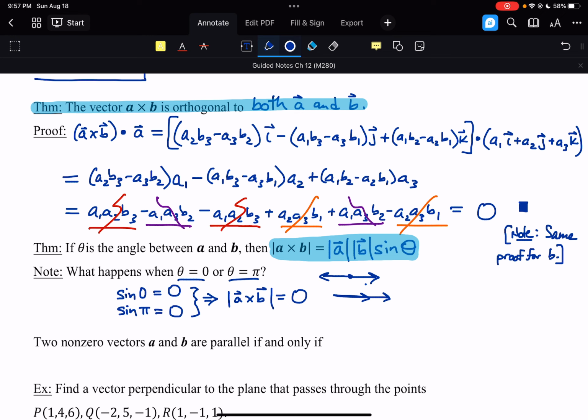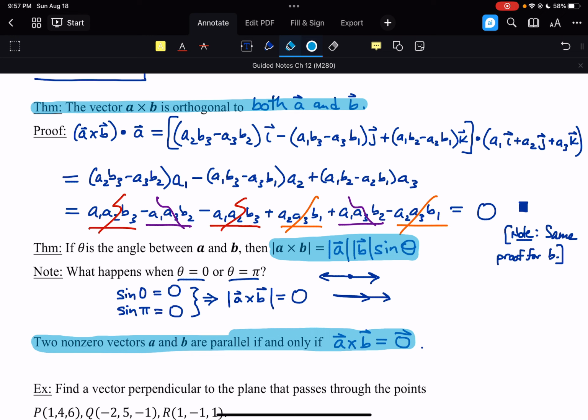So if the vectors are parallel or pointed exactly the opposite direction, that means that the cross product must be equal to the 0 vector. And this is an important property for us, just like the dot product one. The dot product of two vectors is 0 if and only if the vectors are perpendicular or orthogonal. The cross product will be the 0 vector if and only if the vectors are parallel. So we can use the cross product to test for parallel vectors.